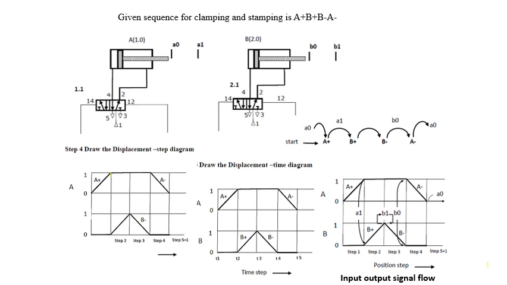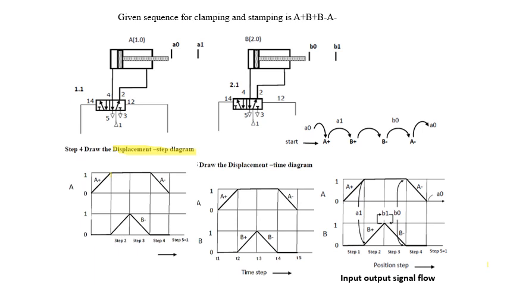The first step is to draw a displacement step diagram. The displacement step diagram indicates the individual cylinder positions step by step. In this diagram we can observe where cylinder A is, what its position is, and what the status of that particular cylinder is.